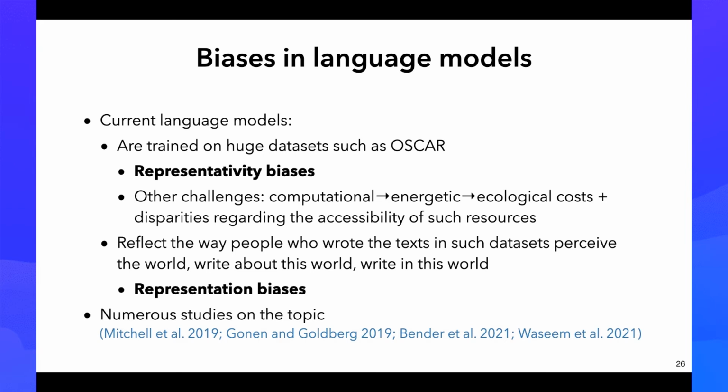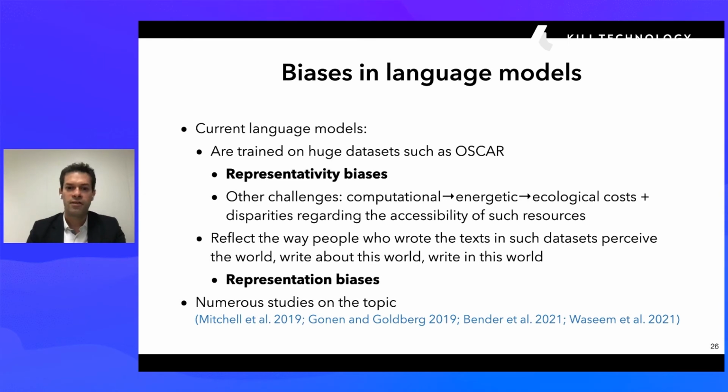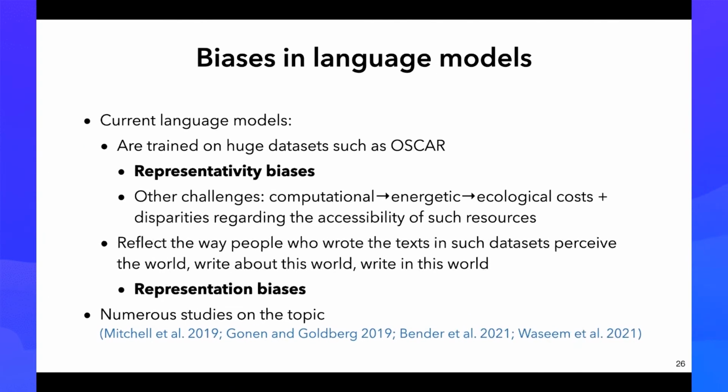Of course, there are many other challenges, one of them being that the computational cost, and therefore energetic cost, and therefore ecological cost are huge, and they tend to increase. Plus, there are disparities between the private sector and the public sector, between countries, and so on and so forth, regarding the accessibility of such resources. But training language models on huge data sets also means that these language models, as the data sets they are trained on, will reflect the way people who wrote these texts in the data sets perceive the world, write about this world, and write in this world in the context where they live. And this results in representation biases, on which I will say a few words as well.